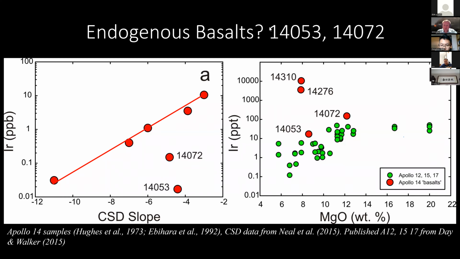And they also fall off the trends in MgO, magnesium versus iridium space as well. I haven't dealt with these in great detail, but we're able to distinguish impact rocks from pristine endogenous rocks very, very well now using these methods.